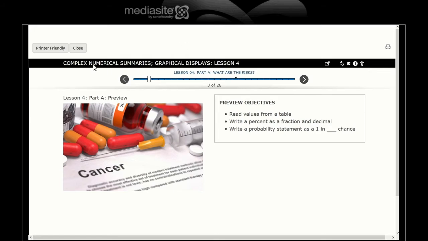Complex numerical summaries, graphical displays, lesson 4, part A. In this tutorial, we'll be going over reading values from a table, writing a percent as a fraction or decimal, and writing a probability statement as a 1 in some number chance. So let's continue.